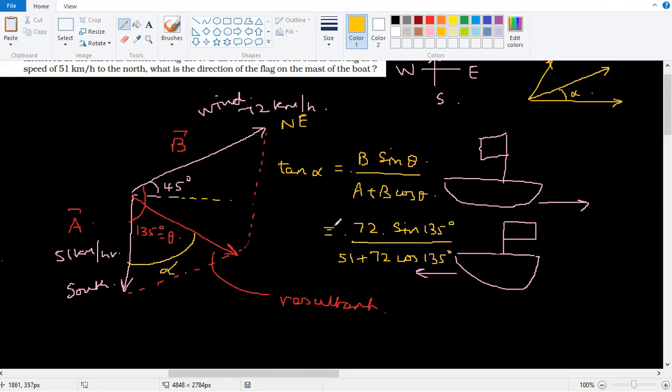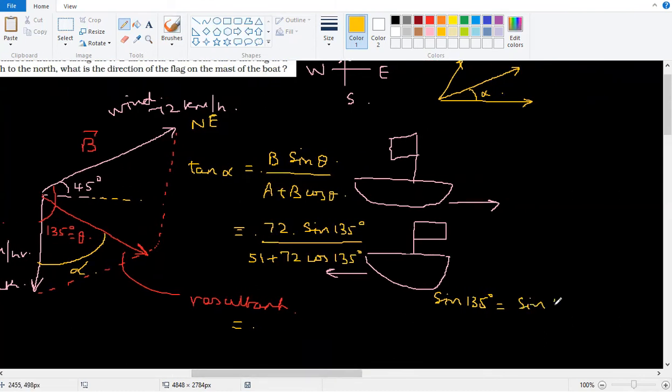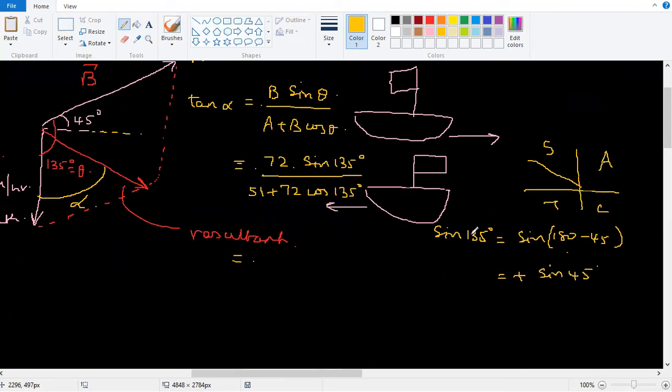Let's all simplify this and you should be getting the answer. Sin 135 will be... Anybody? Sin 135 can be written as sin(180 minus 45). Is that right? Which means it's the second quadrant. In the second quadrant sine is positive, all silver teacups. So this is positive, so sin 45. Sin 45 is 1 by root 2. And then similarly cos 135, let's see what I will get.